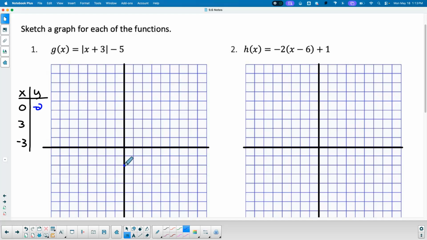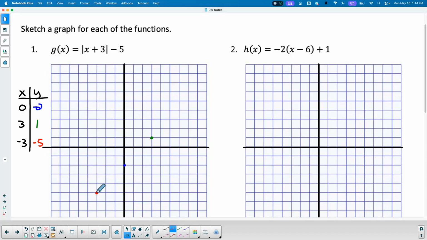Nope. Positive 3: 3 plus 3 is 6. Absolute value of 6 is 6. Minus 5 is 1. So 3 comma 1. Have I found my V yet? Nope. Negative 3 plus 3 is 0. Absolute value of 0 is 0. Minus 5 is negative 5. Have I found my V yet? Yea or nay? Nope.